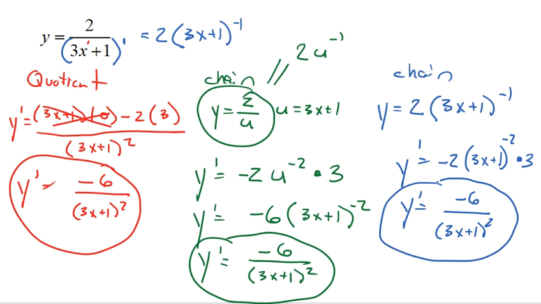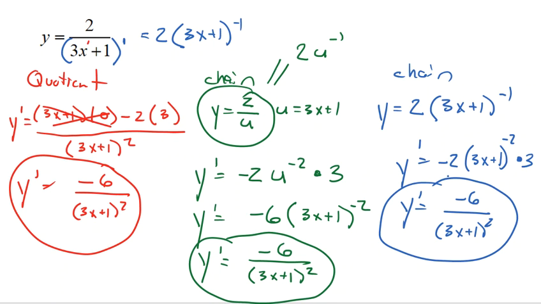So, 3 different ways that all result in the same answer. My point is, I don't care which you use. If you say, hey, the quotient rule is really easy, I like the quotient rule, if I see something divided by something, I'm going to use the quotient rule. Awesome. But if you look at that as the chain rule, and you say I'm going to let u equal the denominator, 3x plus 1, use the chain rule.